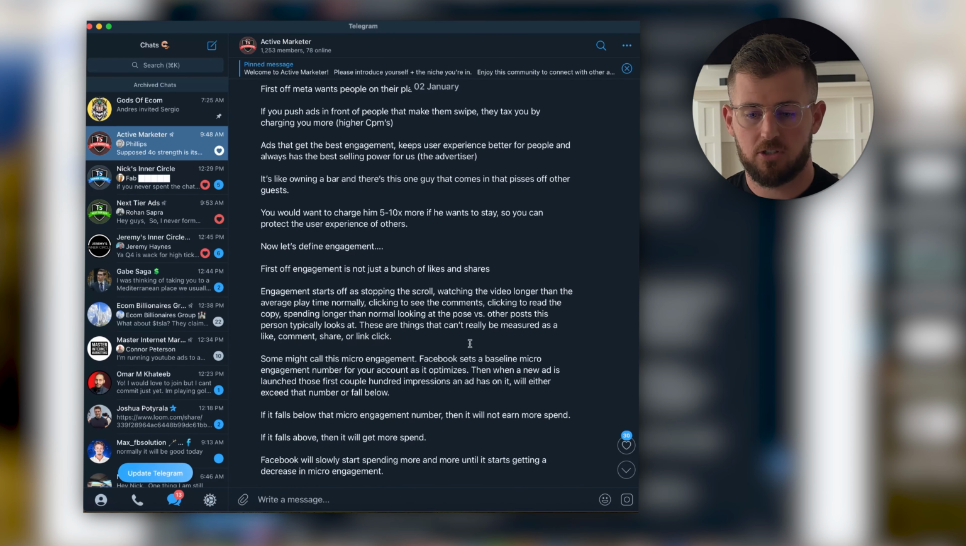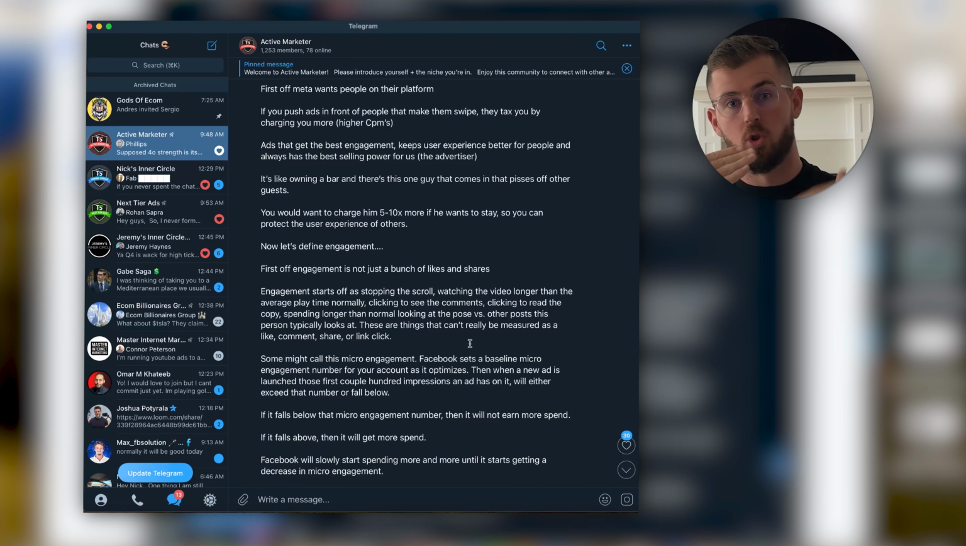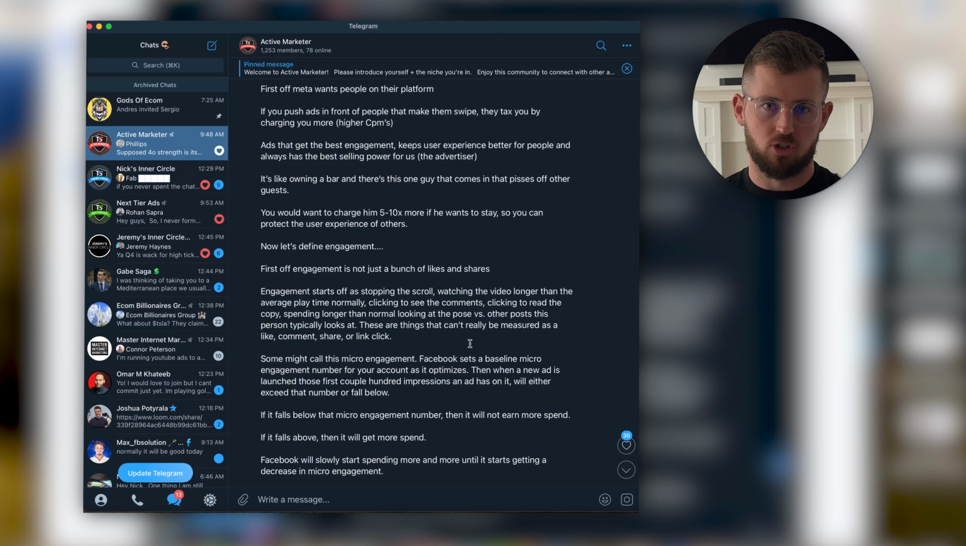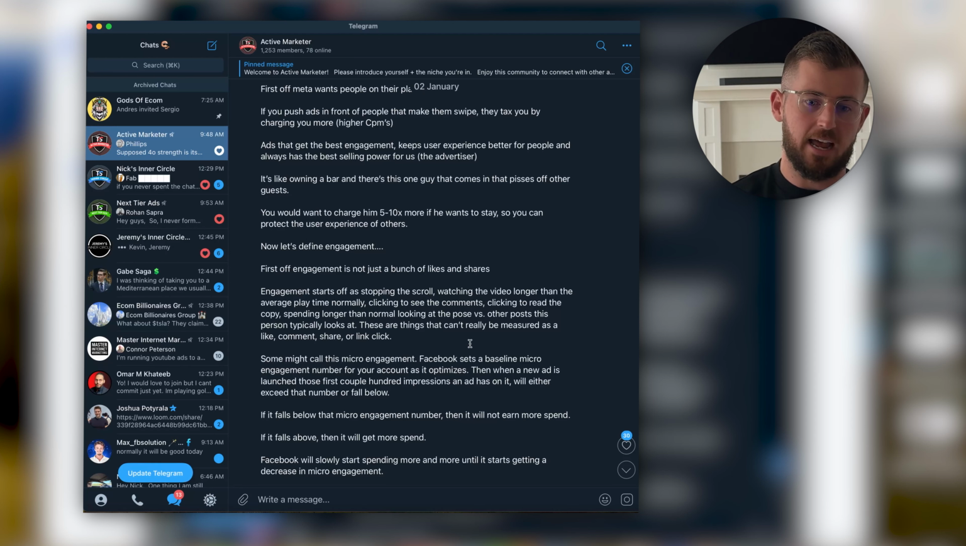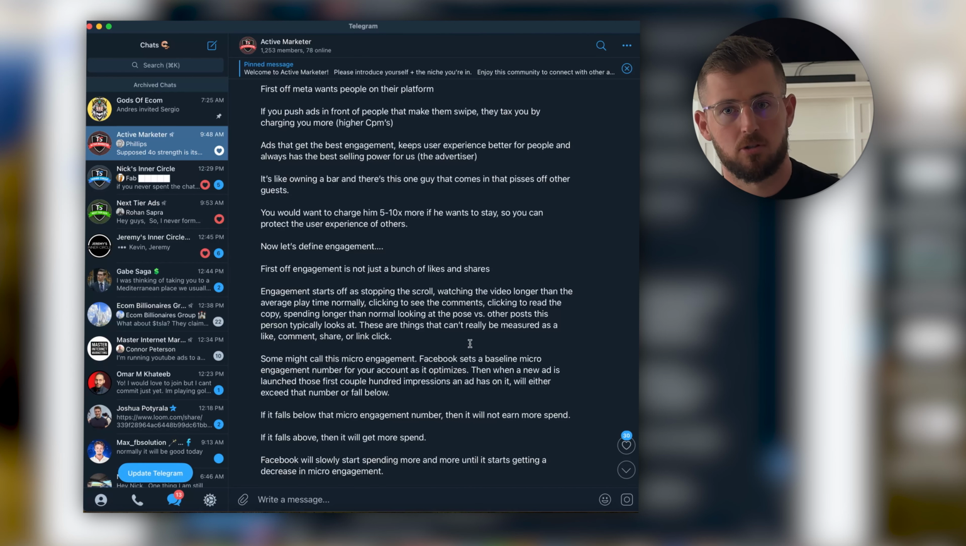And you also have to understand that when you're looking at it from the perspective of micro engagement, when you launch a Facebook ad, Facebook kind of has a baseline for your account. So if you launch an ad, and let's say on average, you launch an ad and 70 people swipe past it and 30 people actually sit down and look at your ad.